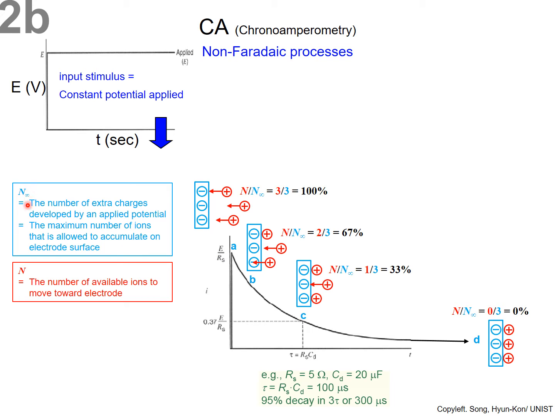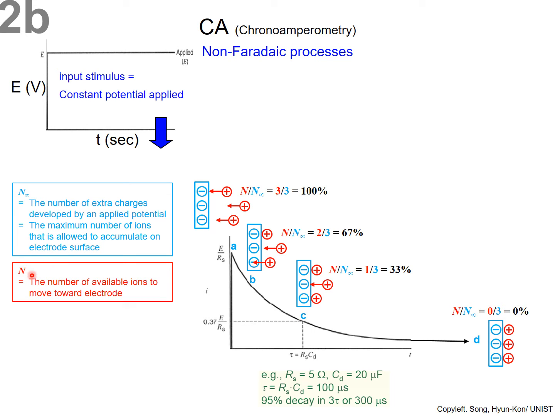So n infinity is the number of extra charges developed by an applied potential. Let me say I have applied a potential. Then 3 extra negative charges are developed on the electrode. In this case, n infinity is 3. This number can be interpreted as the maximum number of ions that is allowed to accumulate on the electrode surface. So, to compensate the extra negative charges by the applied potential, we need to have 3 cations on the surface of the electrode. That is the n infinity.